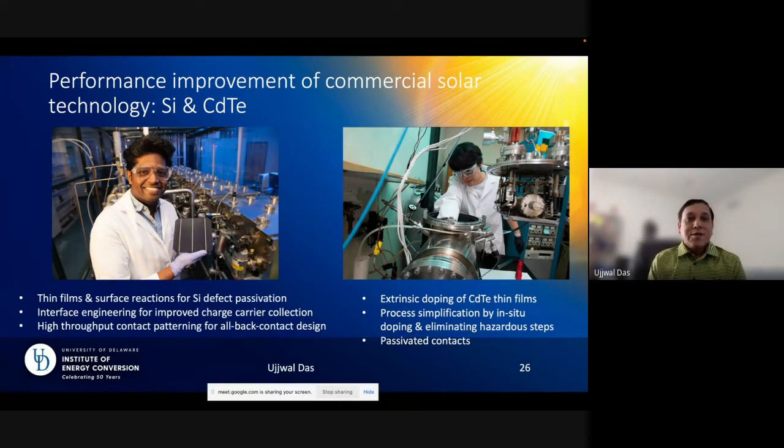In both cases, as I mentioned earlier, we mainly focus on minimizing that I0 term, the recombination loss term, or in other words, reducing the defects. In silicon, we use several different concepts to develop this. On cadmium telluride, we also use doping and other approaches and defect passivation to improve the performance. I'm not going into details about this.